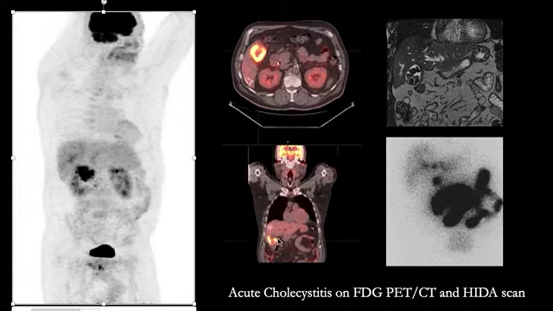So this finding of no activity going into the gallbladder is consistent with acute cholecystitis. The hypermetabolism in the gallbladder wall is consistent with that. Presence of large gallstones on the MRI is supportive of that.